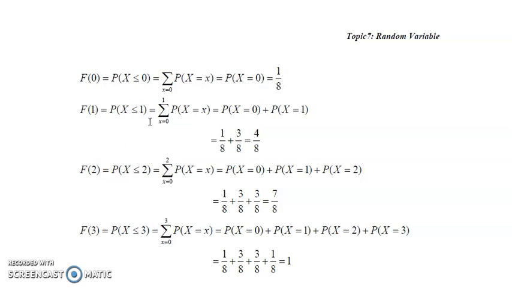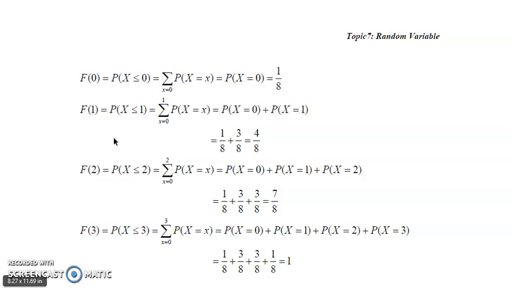When x is less than or equal to 1, we have the summation from 0 until 1. When x is equal to 0, you have 1 over 8. When x is equal to 1, you have 3 over 8. So the sum of it is 4 over 8. For x less than or equal to 2, you have 7 over 8. Less than or equal to 3, you have 1. So that's the meaning of it.